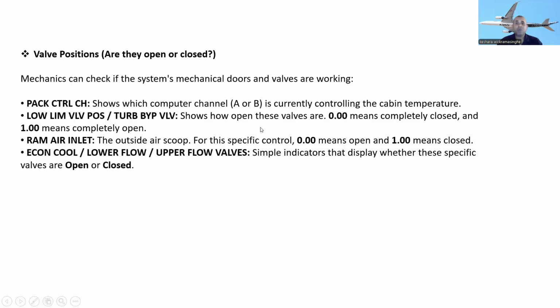This shows how open these valves are. 0.00 means completely closed and 1 means completely open. For the RAM air inlets, the outside air scoop for the specific control, 0.00 means open and 1.00 means closed. Then the econ control, lower flow, and upper flow valves. These are simple indicators that show whether these specific valves are open or closed.